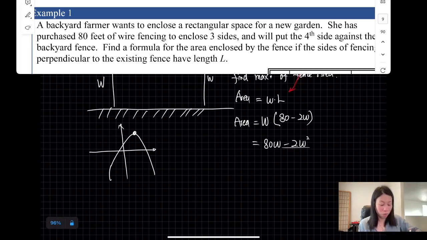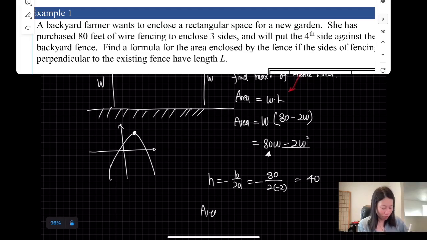Remember the vertex formula? h equals negative b over 2a. In this case, b, the linear coefficient, is 80. a is the quadratic coefficient, which is negative 2. So I have 20. So that means when the width equals 20 feet, we will reach our maximum.